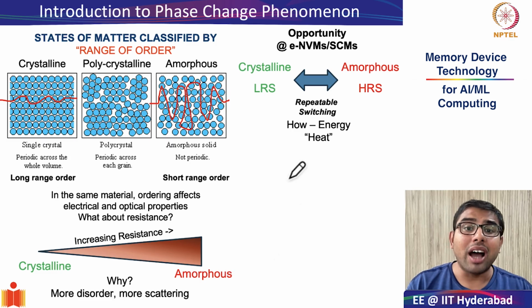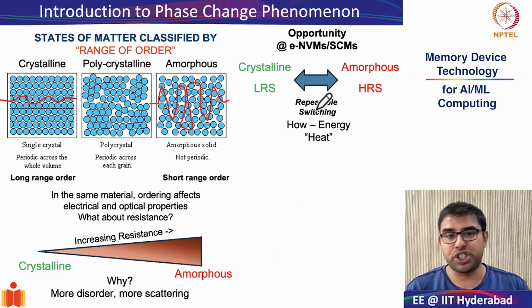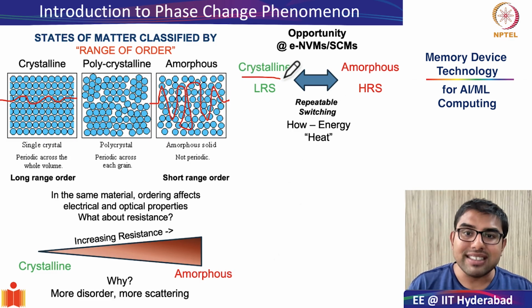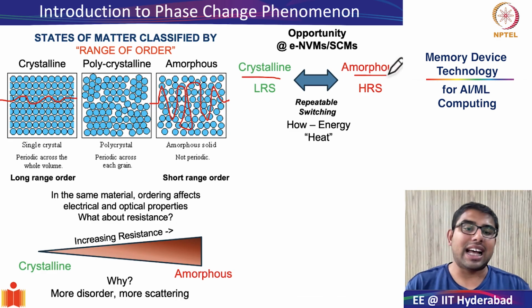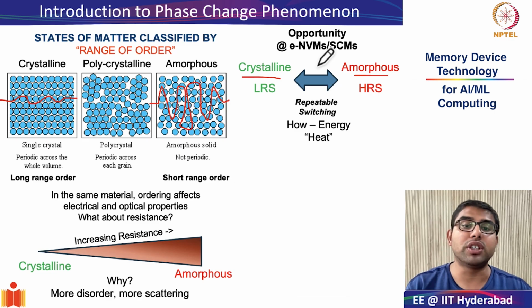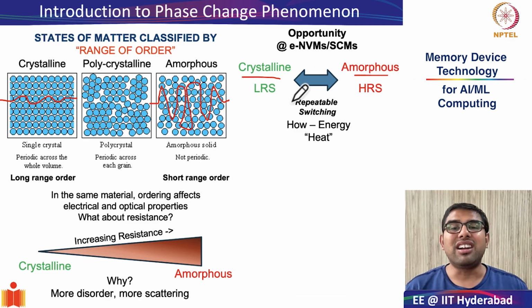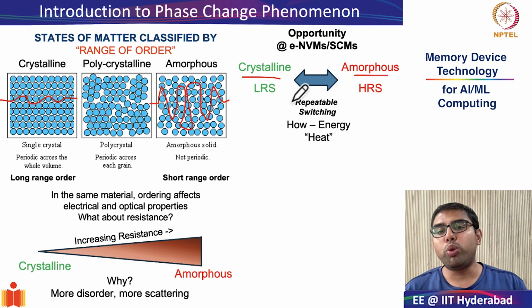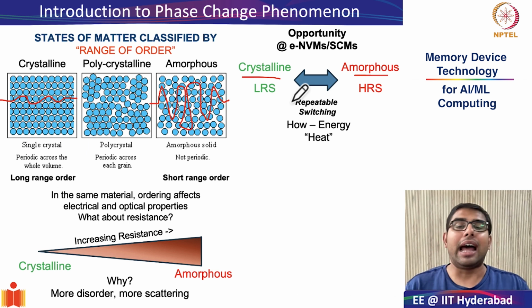Suppose we are able to repeatably switch a material from crystalline to amorphous phase. As we saw, the resistance of the crystalline phase is generally much lower than that in the amorphous phase. This will result in a repeated switching between LRS to HRS. And this is the primary philosophy of how phase change memory or phase change RAMs work. So the important question to ask is, how is this switching facilitated?